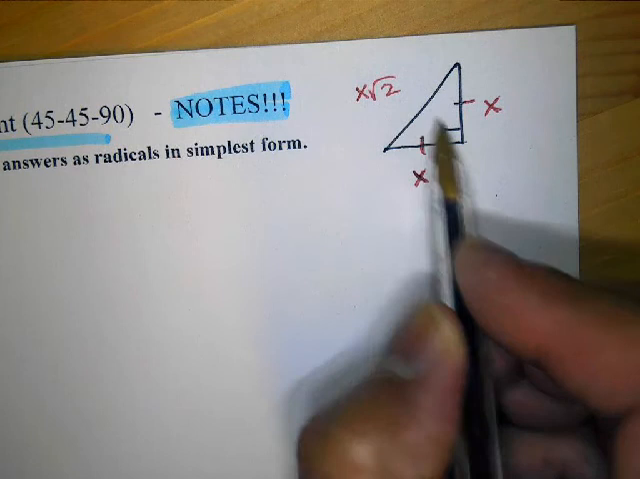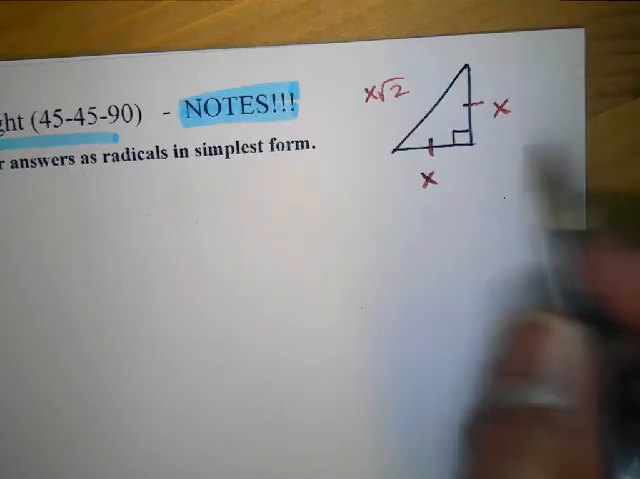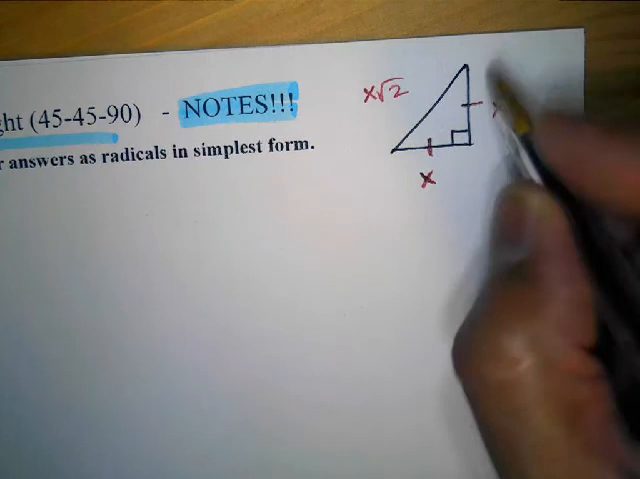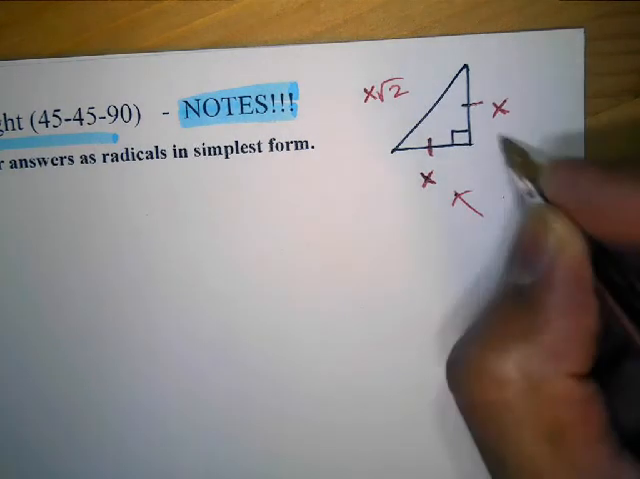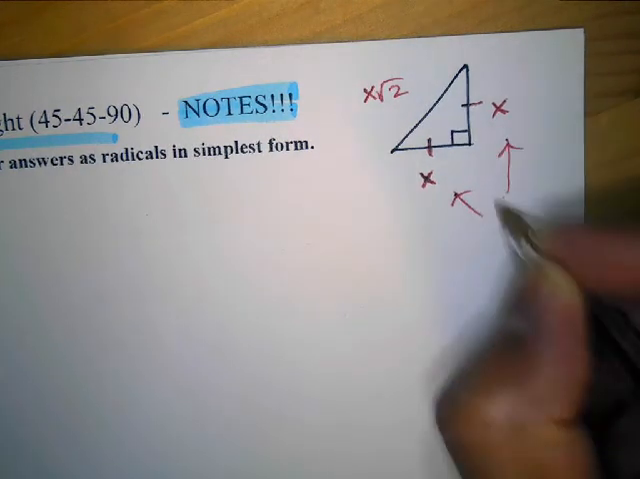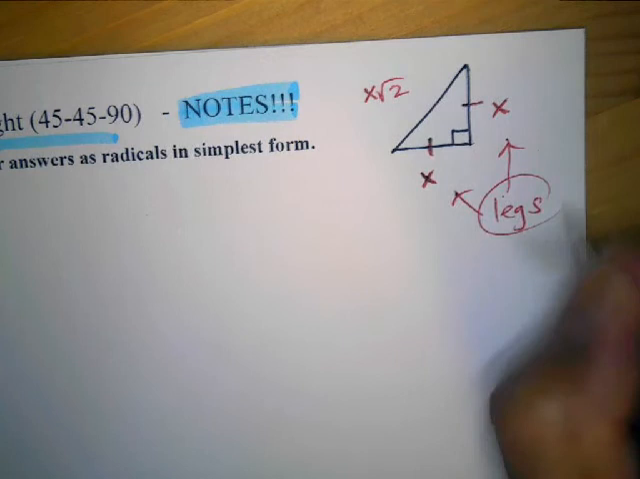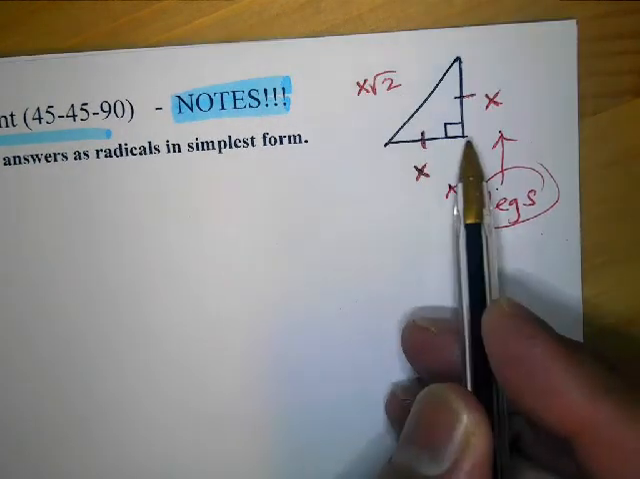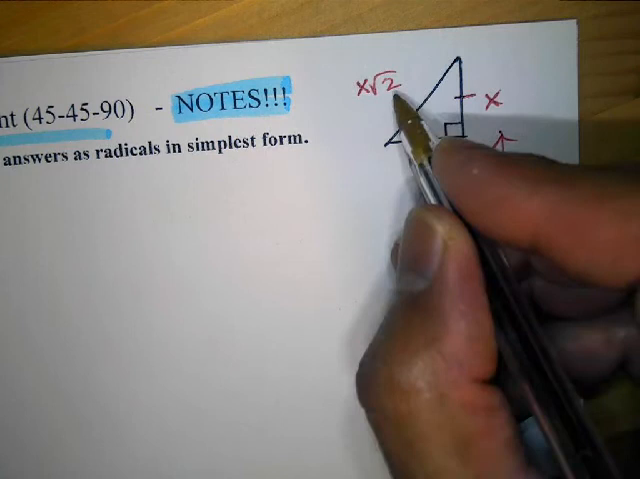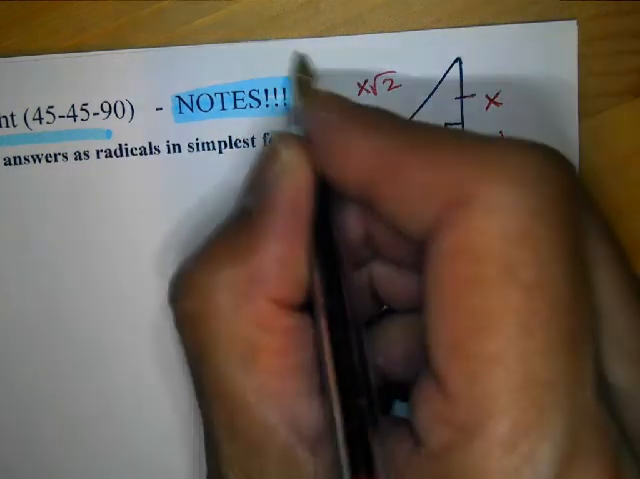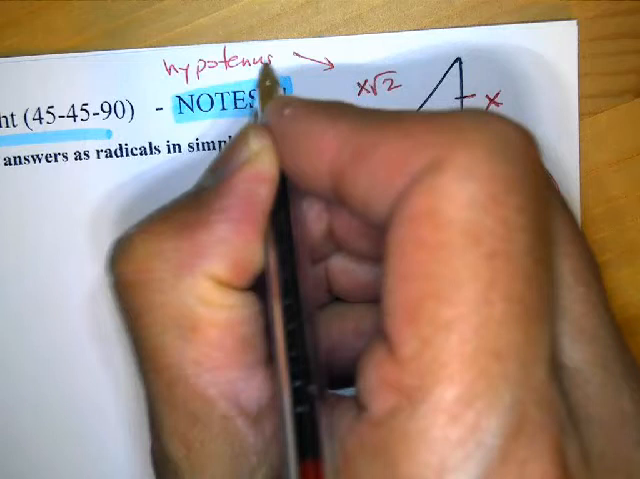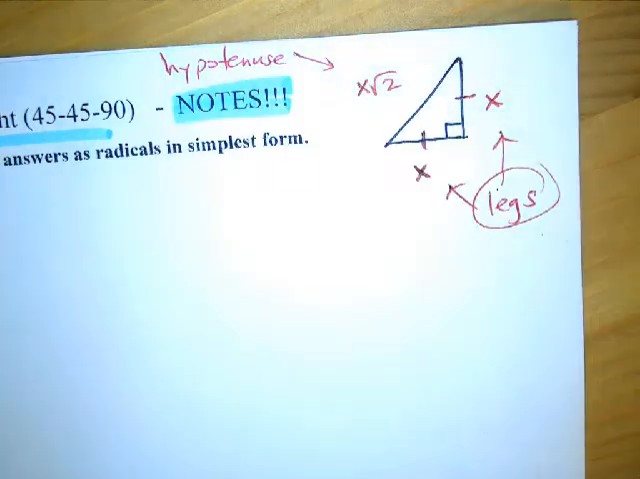And you're not going to see it like this anymore, so this is where it gets a little tricky. But just remember how the side relationships have to go. The legs, these are the legs, right? The legs are the ones that form the 90-degree angle. And then that diagonal side is the hypotenuse, right? The hypotenuse. That diagonal side.